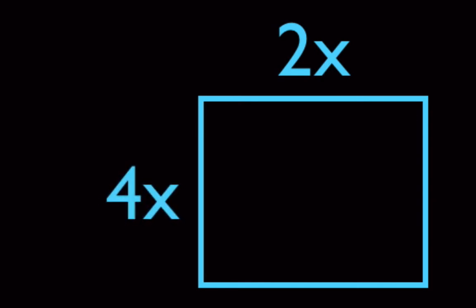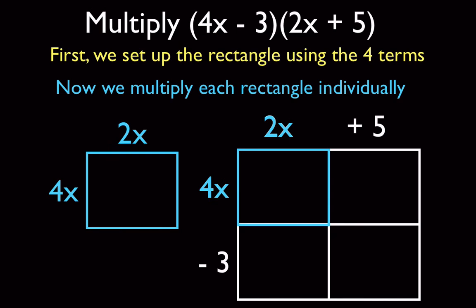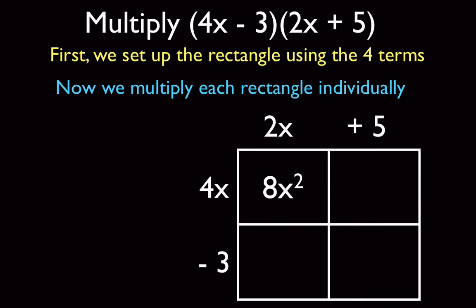Okay, so now I'm going to follow my rules. If you remember, 2 times 4 is going to be 8, and x times x gives me x squared. So 8x squared goes in there, and I'm going to now move on to the next one. Obviously, when you're doing these problems, you don't necessarily have to write every single square again, but it helps you to visualize it when you get to learn the process. Once you get it down, you'll just be zipping along and doing these quickly.